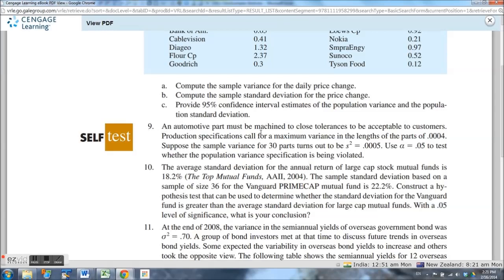We have an automotive part that must be manufactured to close tolerances, and the production specification calls for a maximum variance in the length of the parts to be 0.0004. Now suppose we take a sample of 30 parts and the sample variance turns out to be 0.0005. Does this mean that we are not keeping to the specification that the variance should be no more than 0.0004? That's what we want to test, and alpha is 0.05. So let's go to Excel.